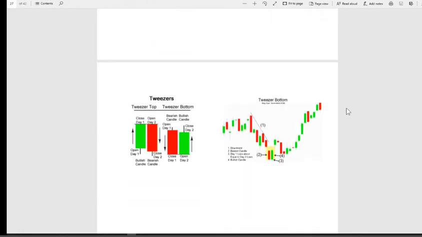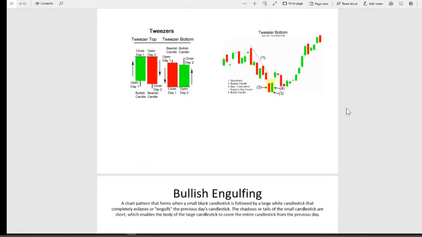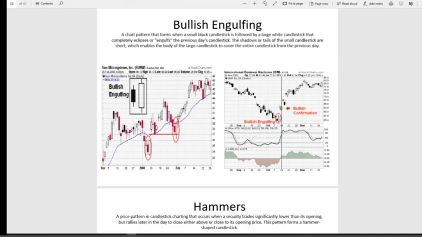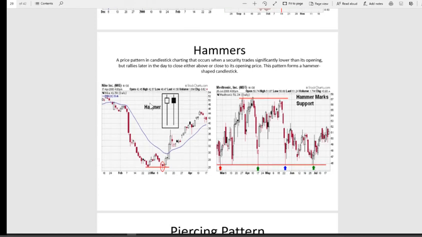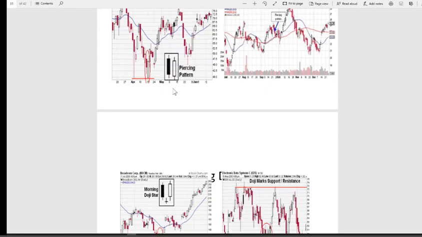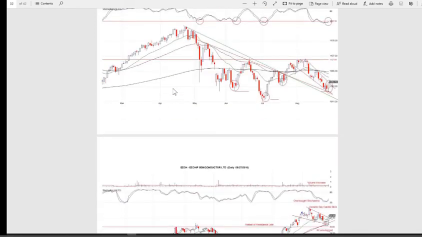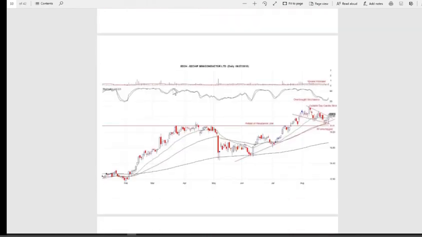And then we have the tweezer pattern, which is the same length of the candles. It's the opposite, bullish engulfing. Again, I go over a lot of this stuff, and again, this is on your dashboard up in the educational forums.